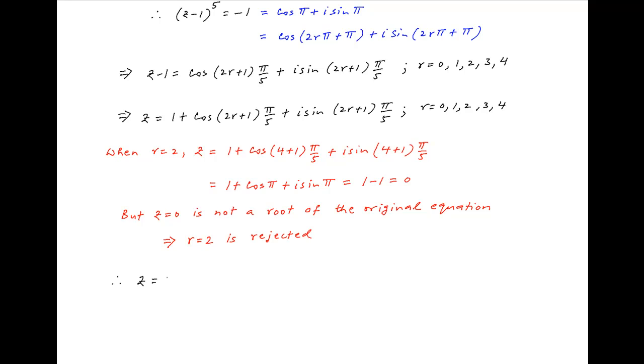Therefore, the solution of the given equation is equal to 1 plus cos of (2r plus 1) times pi upon 5 plus i times sine of (2r plus 1) times pi upon 5, where r takes on the values 0, 1, 3 and 4. And this is the required answer.